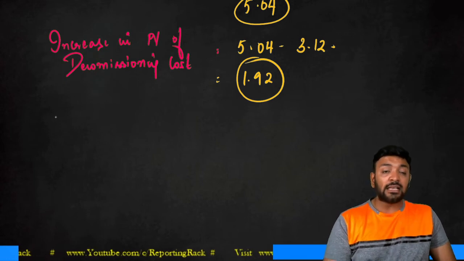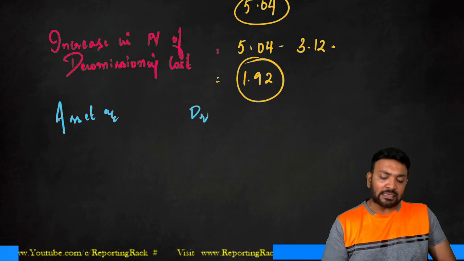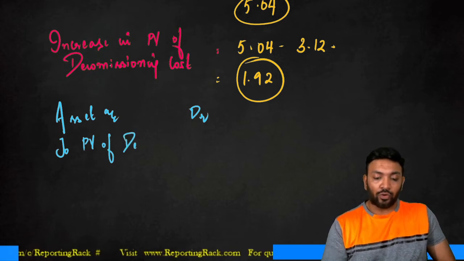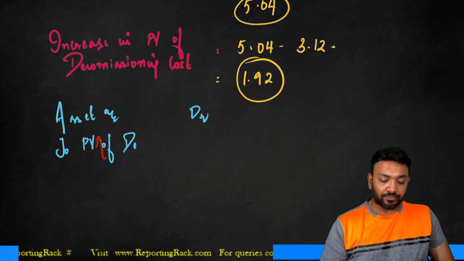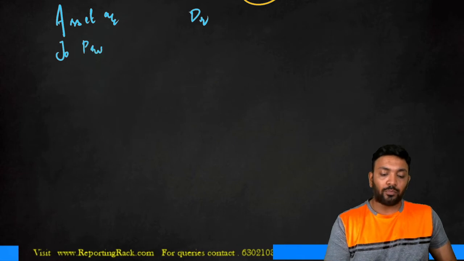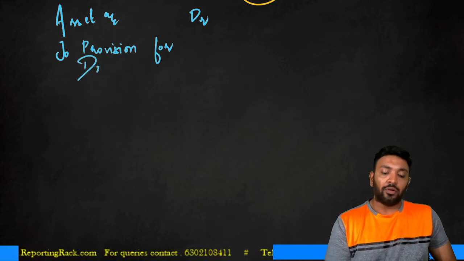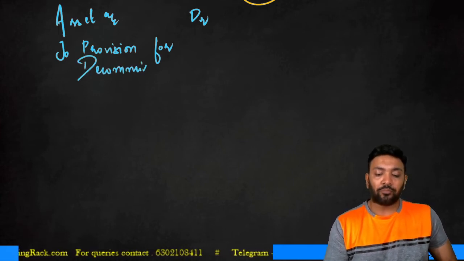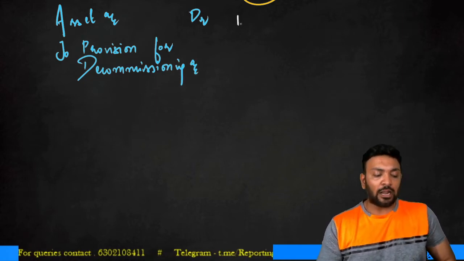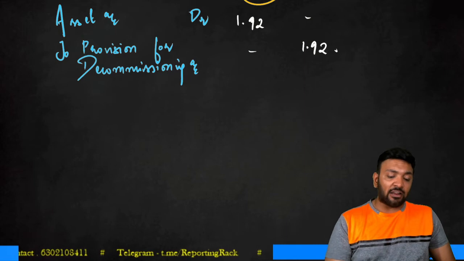Entry to be recognized here is, I have to increase the value of the asset. Along with that, I'll also have to increase the provision for present value of decommissioning cost or provision for this decommissioning cost to 1.92. Now, what is the carrying value of the asset now?